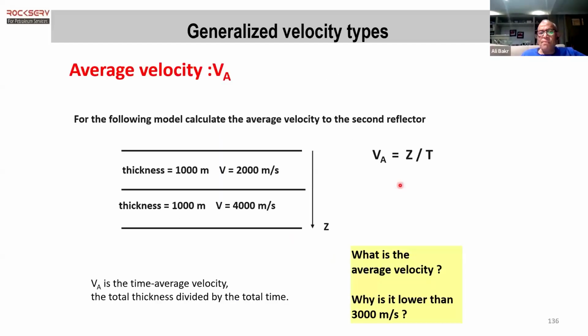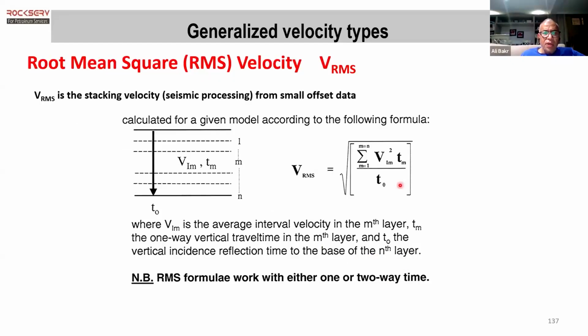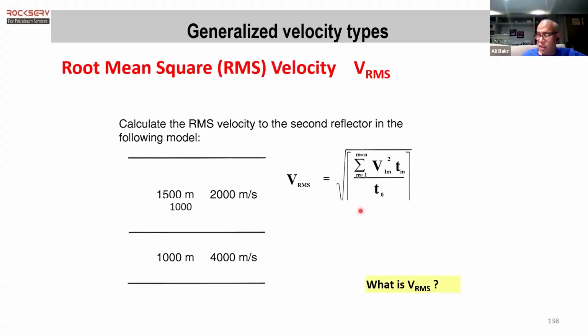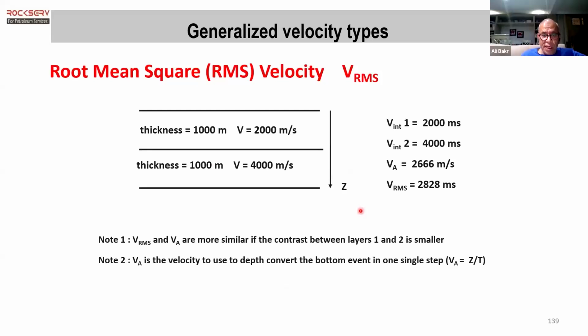So the average velocity is simply VA = Z over T. You can get it. Root mean square velocity, as I mentioned before, is very simple. You have the summation of the V squared times delta T, over the time at 0. And this is what we call VRMS. Again, this formula works with one-way or two-way time. So the RMS, either in one-way or two-way time, you can use it. As I mentioned, it doesn't reflect the interval property itself. Yeah, I'm going to jump this.